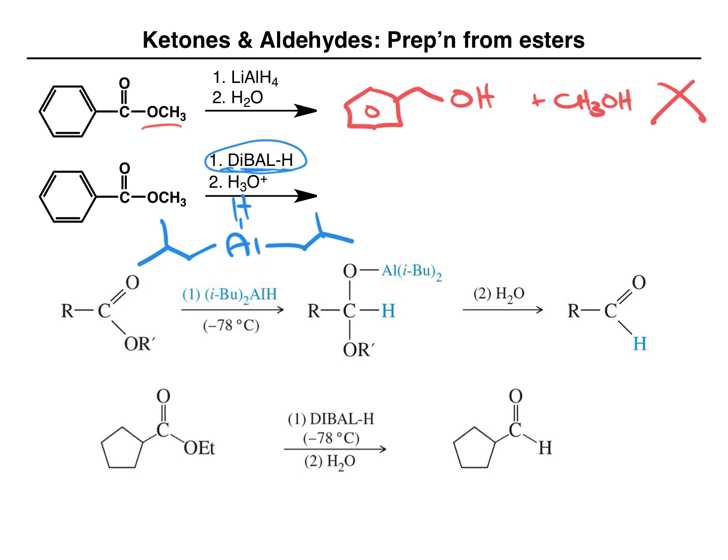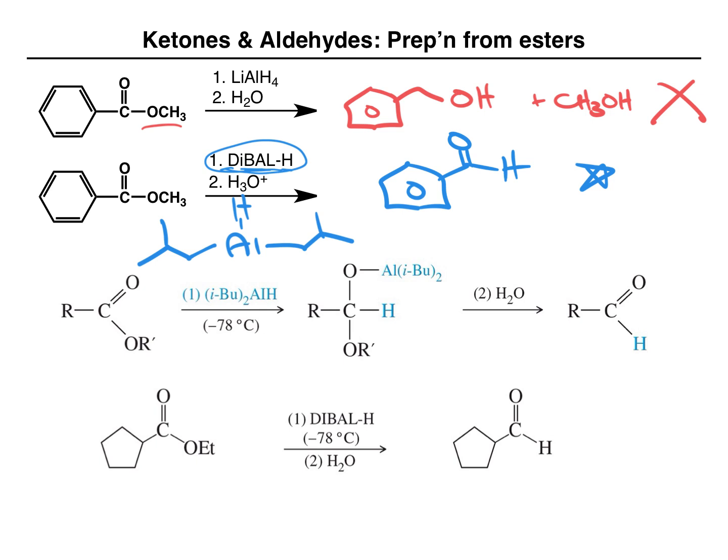Reduction with the diisobutyl aluminum hydride, and this is usually kept very cold, will give us an aldehyde. So the ester is not reduced all the way down to the alcohol, it stops at the aldehyde. In other words, this is a great way to make aldehydes. So how does this work?